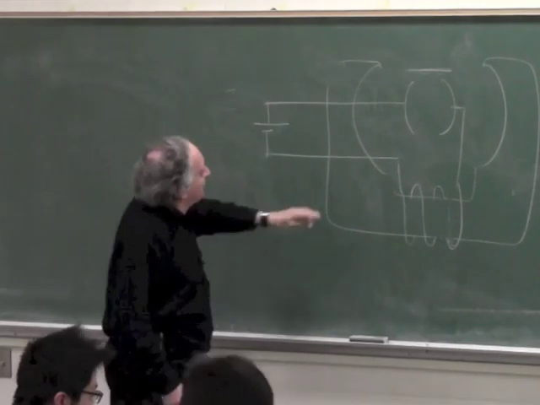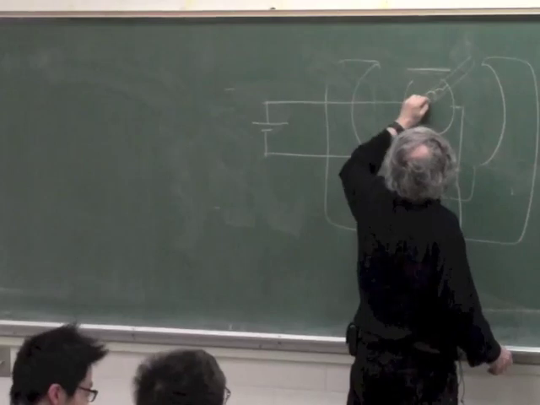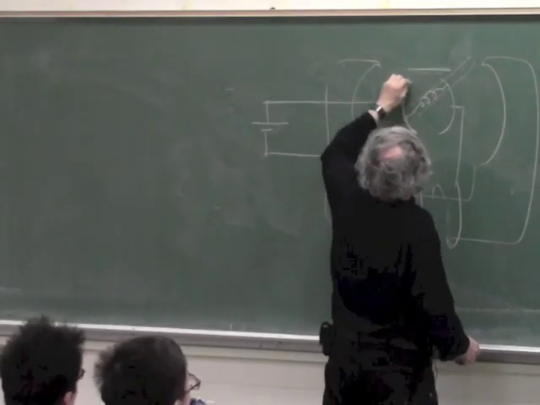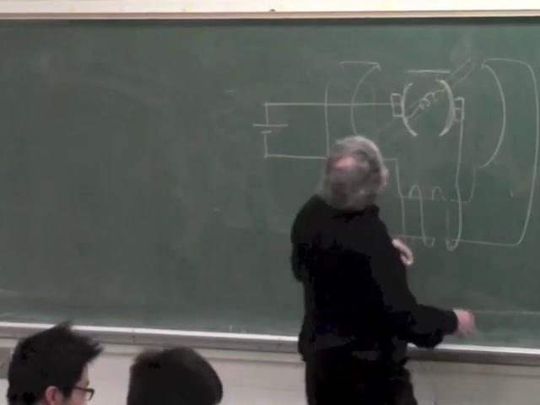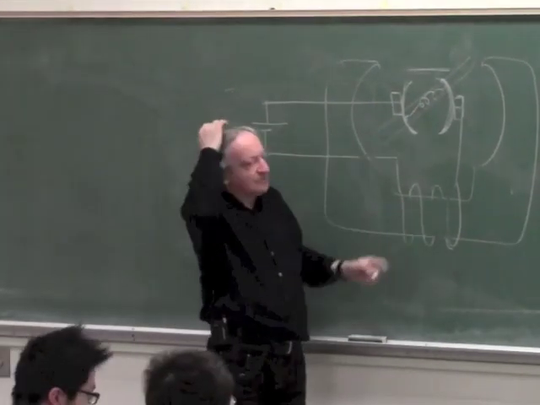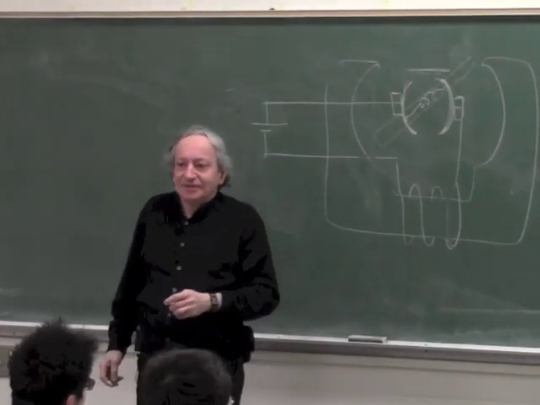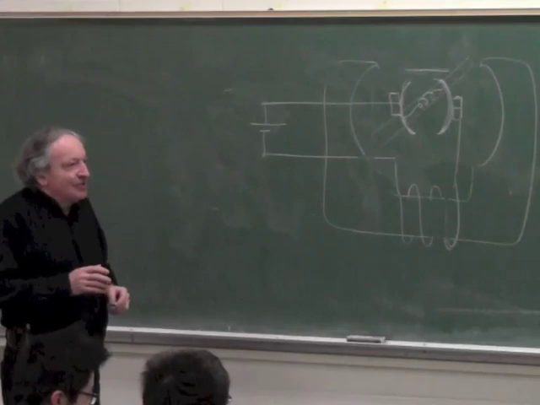So this is the armature, and this is the coil of the armature. This is a commutator. These are the brushes. Okay, so what happens if we wire the armature in series with the field? Okay, so now something interesting happens.